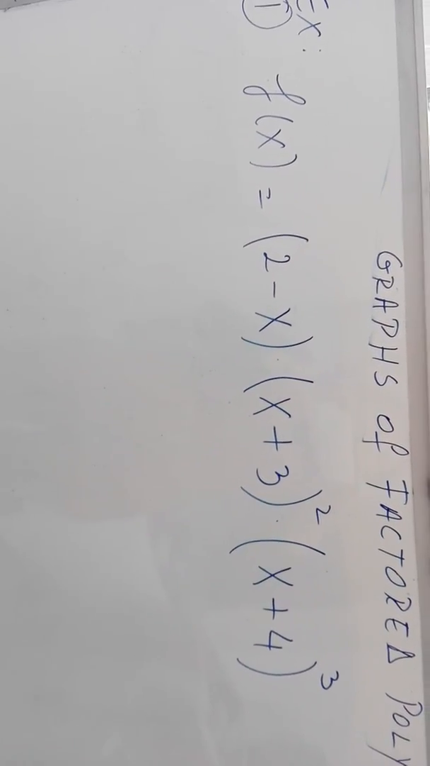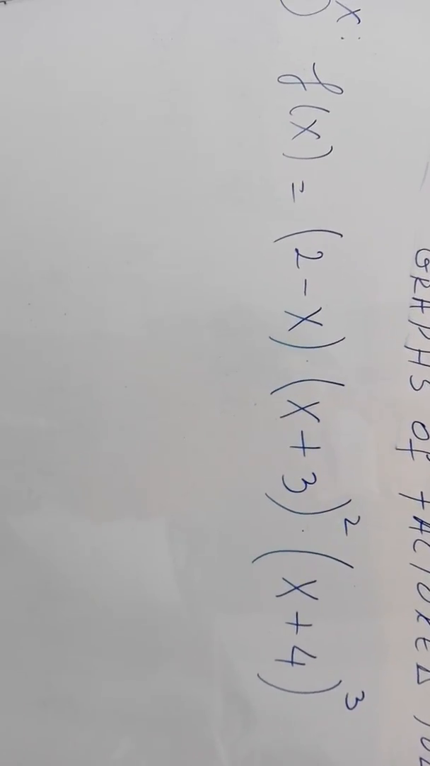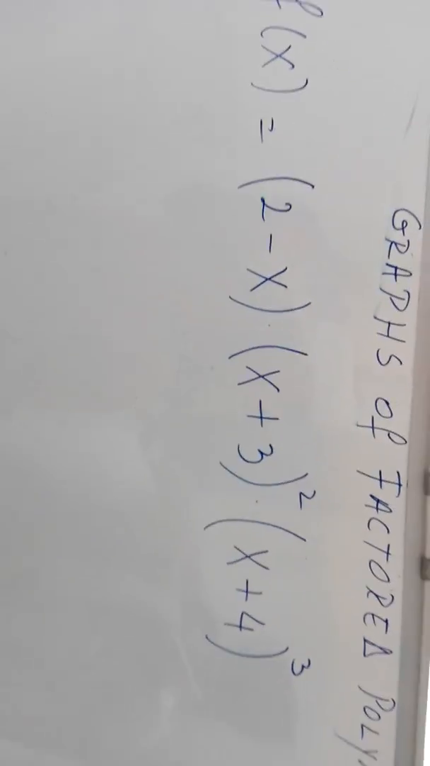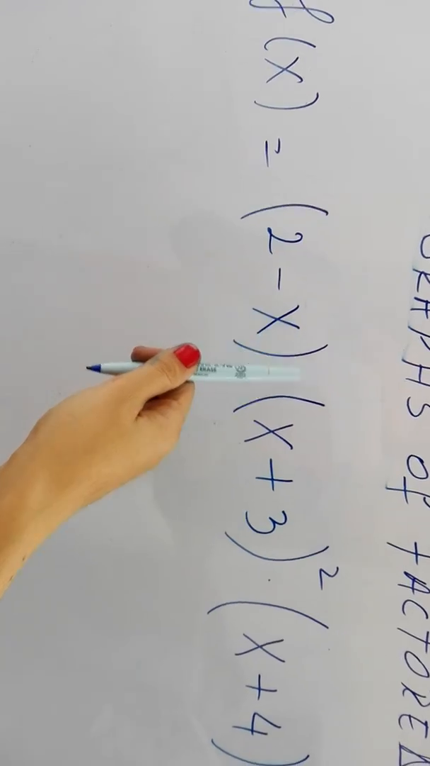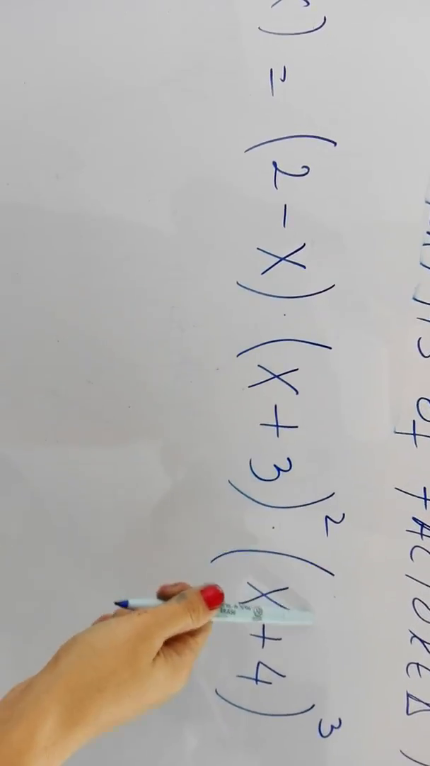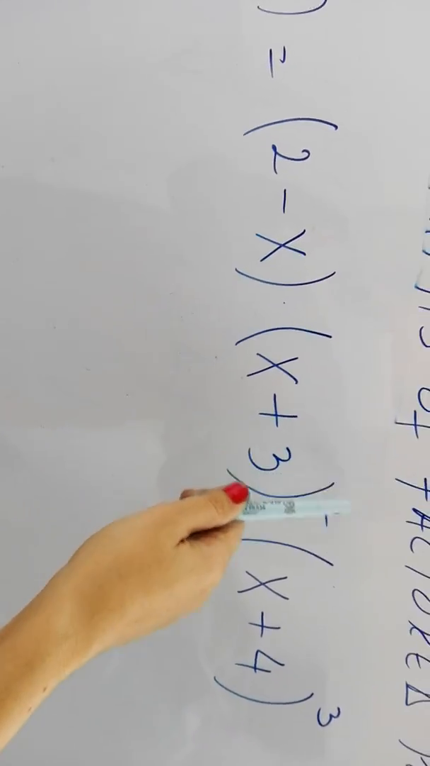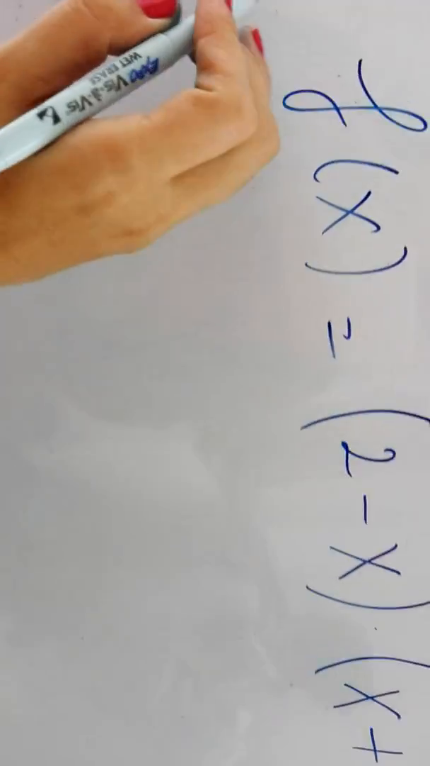Okay, this is an example of what I'm about to graph. The first thing that you might want to do is count your x's. That means finding the degree of your function. I have 1 x here, I have 2 of them here, and then I have 3 of them here. 1 plus 2 plus 3 will give me a 6. So my degree will be 6.